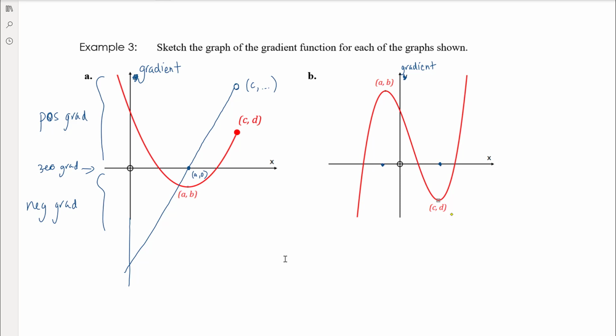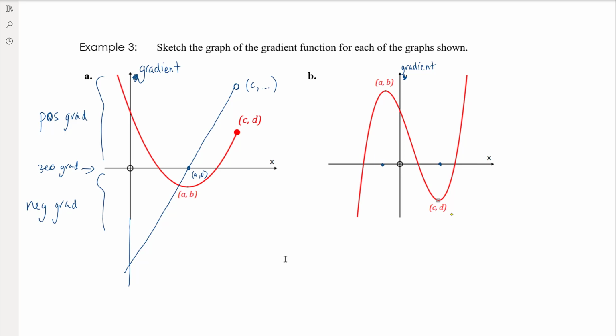The other thing I'm noticing is that my original function looks like it's probably a cubic function, and so therefore the gradient of that will be a quadratic function. So I'm looking to draw a parabola with these two x-intercepts. And then I want to think about, is it going to be a parabola that goes this way, or is it going to be a parabola that goes this way? And that's about thinking about the gradient.